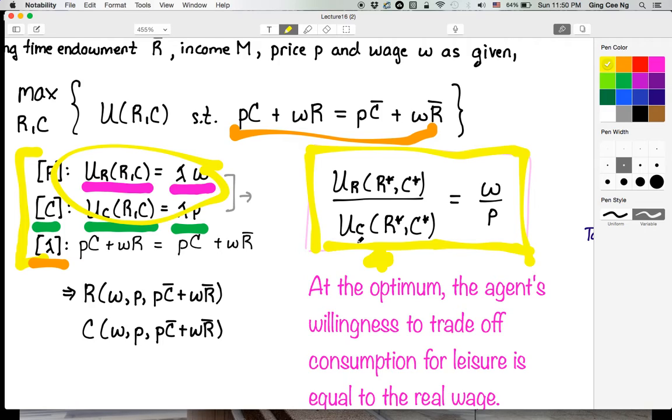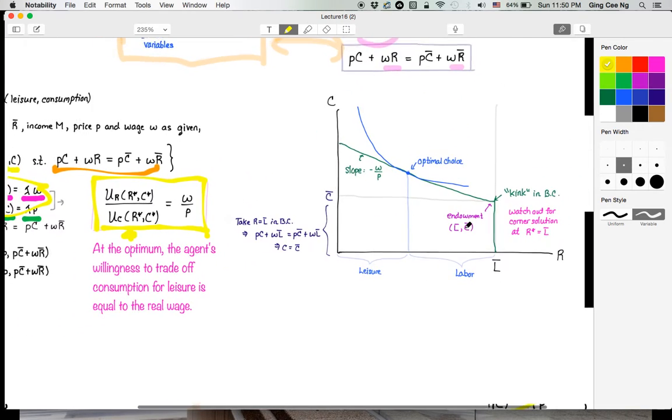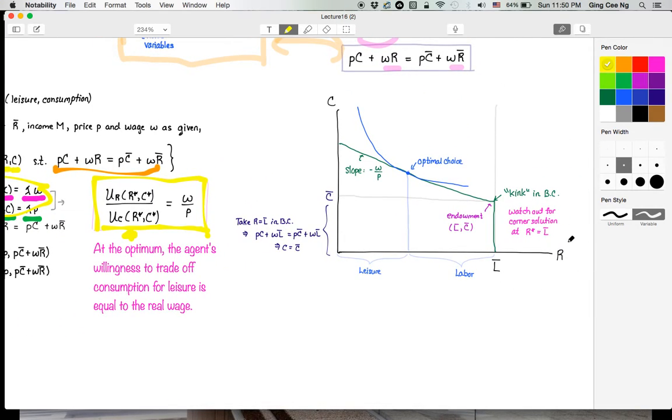Now, how do you interpret this MRS for this particular model? Well, notice that R here is our x-axis good and C is our y-axis good. You can see that in this picture here. R is our x-axis good, C is your y-axis good. So your MRS is the slope of your indifference curve.